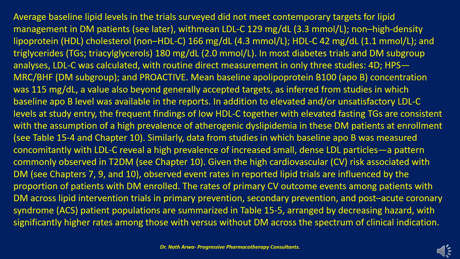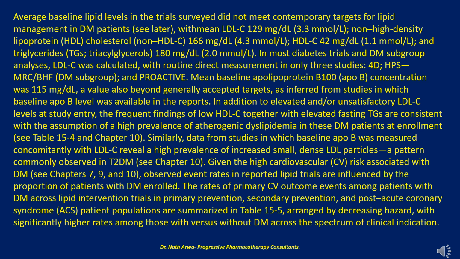In most diabetes trials and diabetes mellitus subgroup analyses, LDL-C was calculated, with routine direct measurement in only 3 studies: 4D, HPS-MRC, BHF, diabetes mellitus subgroup, and proactive. Mean baseline apolipoprotein B100, ApoB, concentration was 115 mg per deciliter, a value also beyond generally accepted targets, as inferred from studies in which baseline ApoB level was available in the reports.